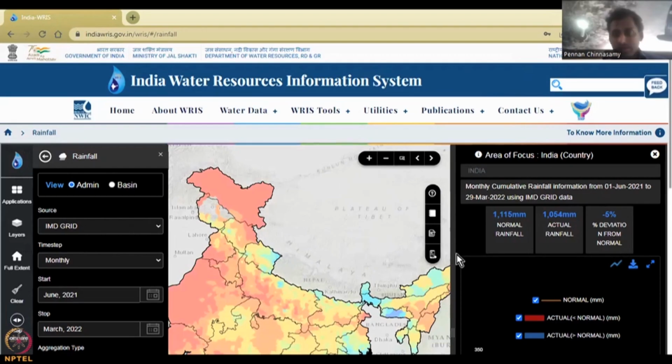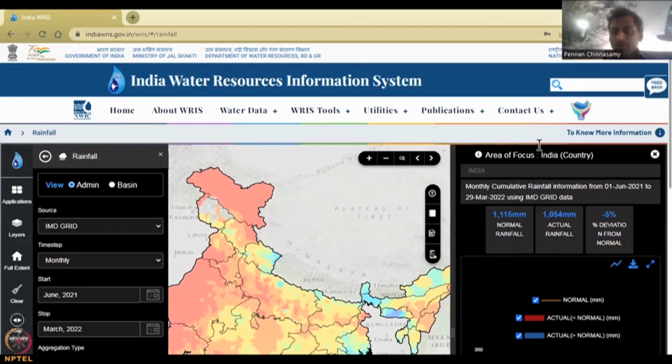So as you know, there is a right panel, which is similar to the groundwater data. In the right panel, you have the India focus, and then the date, and then the normal rainfall, NRF or RF, which is your average rainfall for the past years. And then you have the actual rainfall and how much deviation. So right now you could see that 115 millimeter rainfall is there for normal, and the actual is a little bit lesser. If you do the calculations, it is 5% lesser.